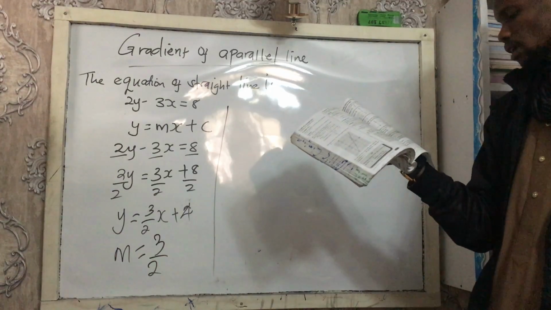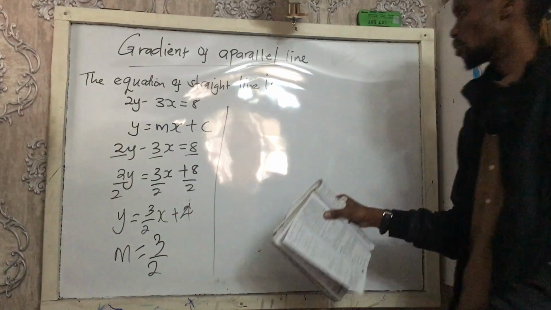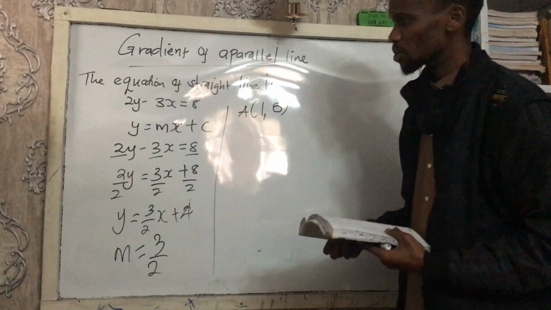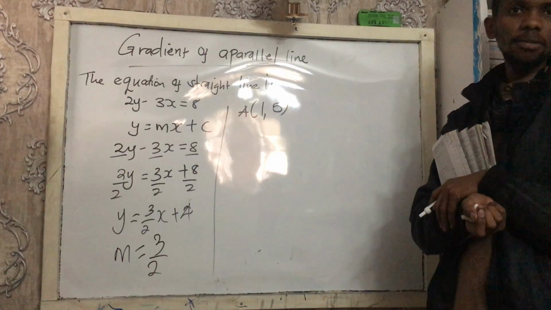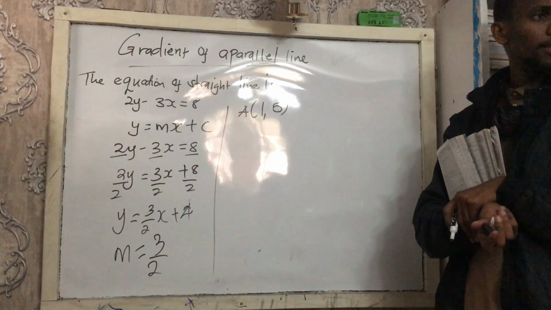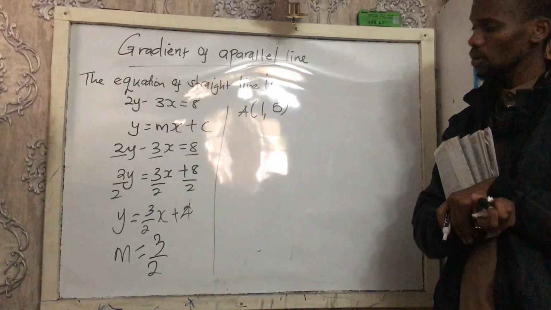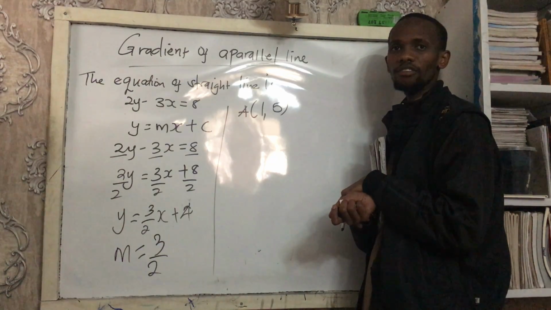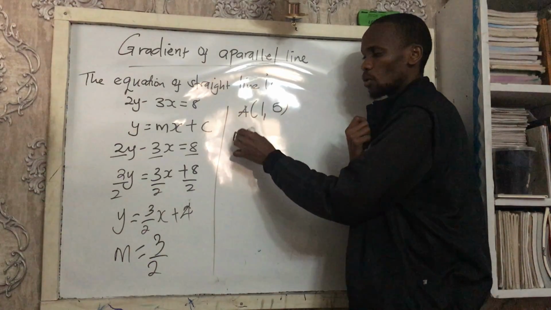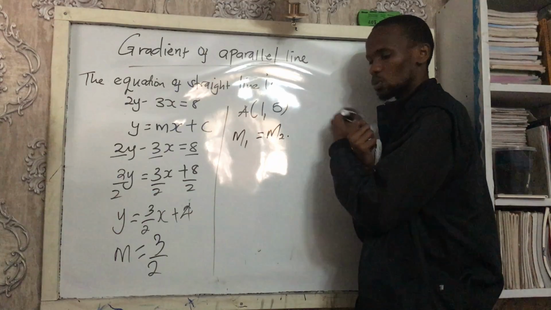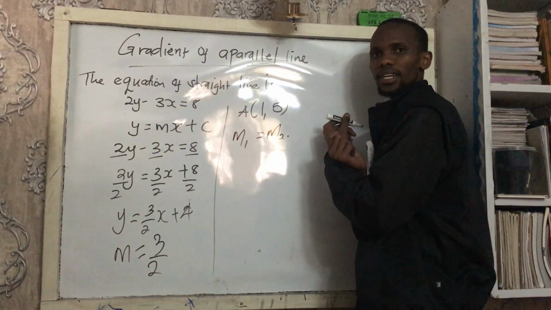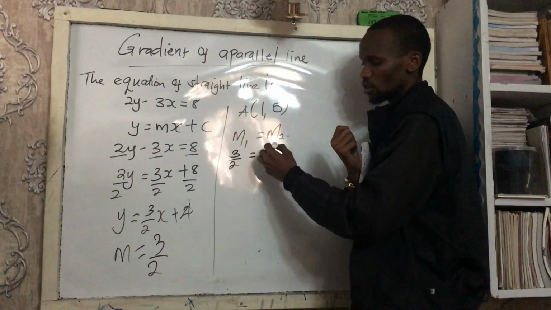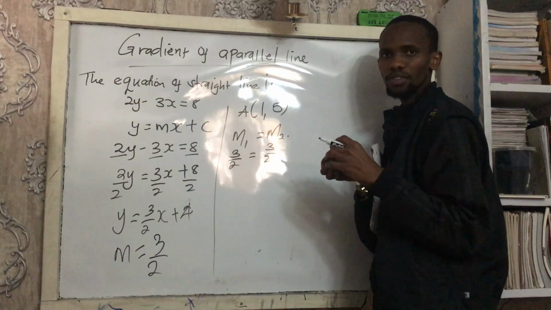But we are now being told another line AB passes through the point A (1, 5). We are being told to get the equation of line AB, which is parallel to this one. Are we together? You remember that I said gradients of parallel lines are equal, so simply M1 equals M2. The gradient M1 is 3 over 2, so automatically the gradient of the other line will also be 3 over 2.